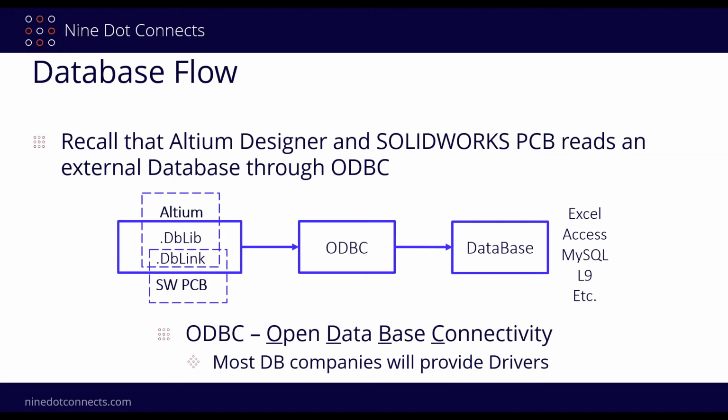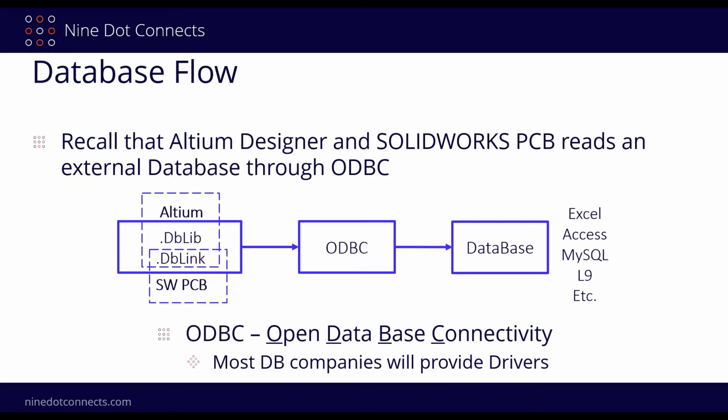And in this particular instance, when we talk about databases, we can talk about any type of them. We're talking about Excel, Access, MySQL, even the L9 one, which we represent here at 9.connects. And as a matter of fact, that's the one I'm going to be using as the backbone for all the examples that I'm going to be showing you. Now, Altium Designer can see these databases through DbLib, and it can see it through DbLink. It can also, in SOLIDWORKS PCB, you can simply see it through the DbLink as well.